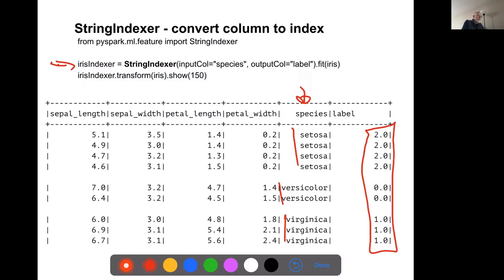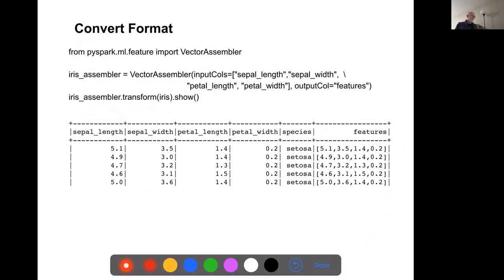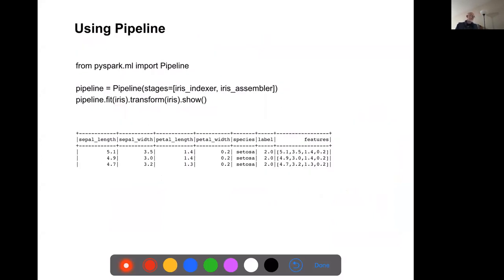And so now we're in a position to actually apply this. Now we need to convert it to SVM format using the vector assembler. And right now we have our features. And as we talked about last time, we're going to use a pipeline. So I get my pipeline, get my indexer and assembler, and now I can fit those to the iris data, transform it, and get our model.